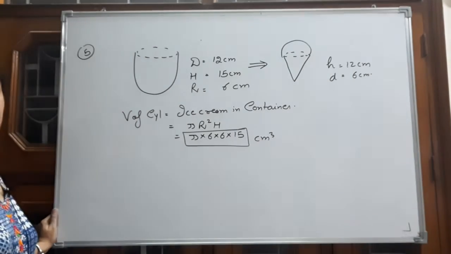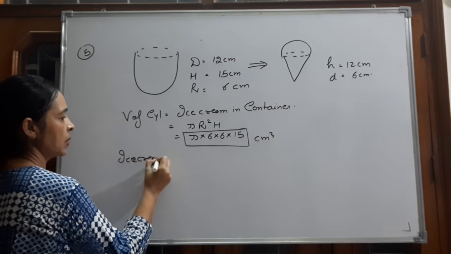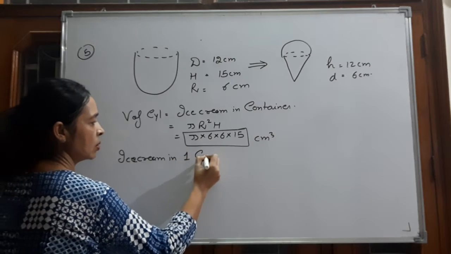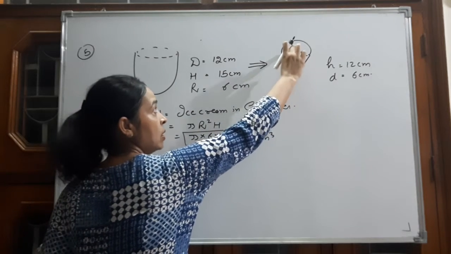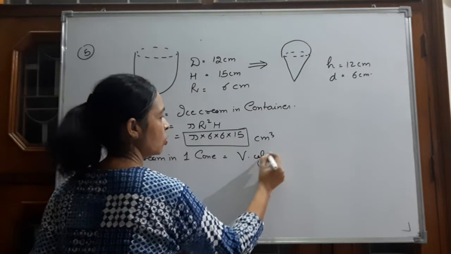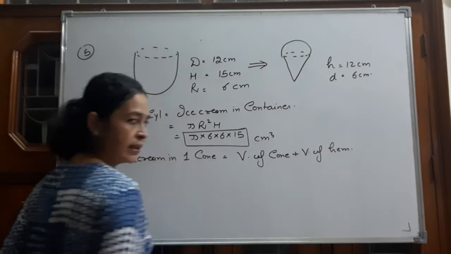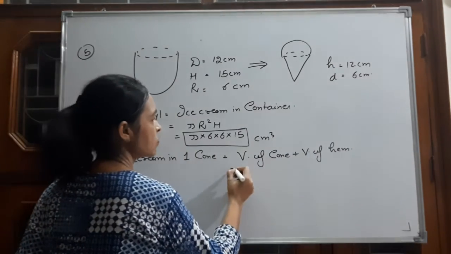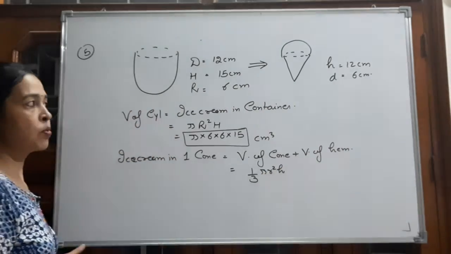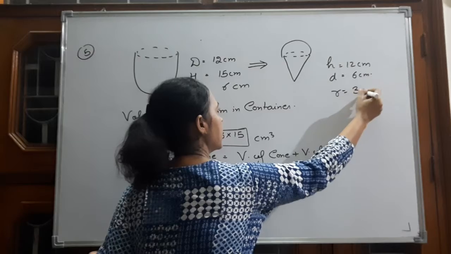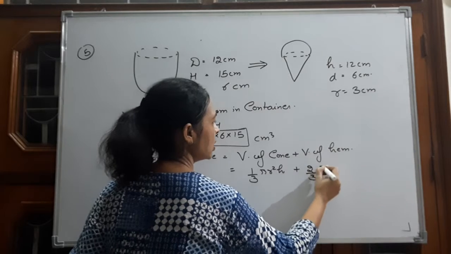Now, how much ice cream comes in one cone? The ice cream in one ice cream cone will be the volume of this cone plus the volume of hemisphere. It is the total ice cream that comes in this one ice cream cone. What is the volume of cone? 1 by 3 pi r square h. We have taken small r as the radius of cone and small h as the height of the cone, plus the volume of hemisphere, which is 2 by 3 pi r cube.